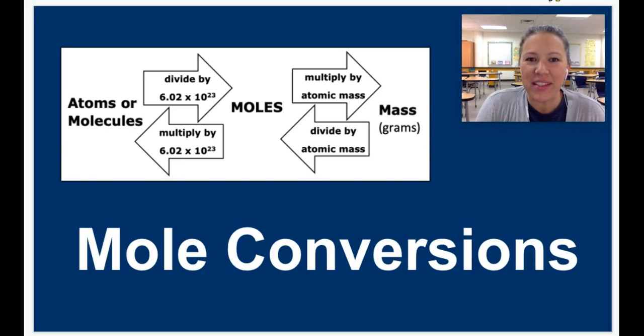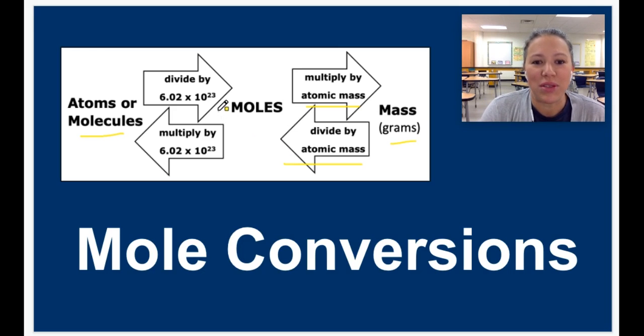Hello, this video is to go over mole conversions. This video is going to cover two-step conversions. So using this flowchart, we would be going either from atoms or molecules to mass, or back the other way from mass to atoms or molecules. You will need a periodic table to do these problems since we are going to be multiplying or dividing by the atomic mass. That's the number found on the periodic table.